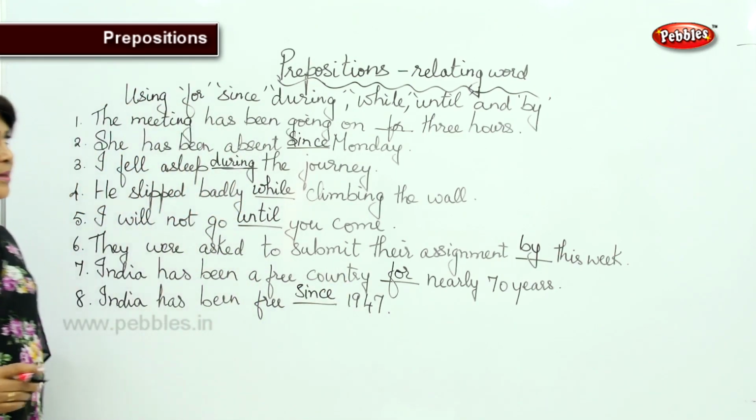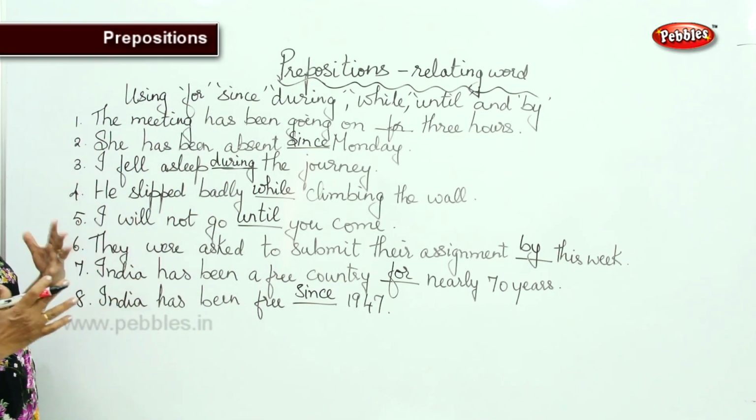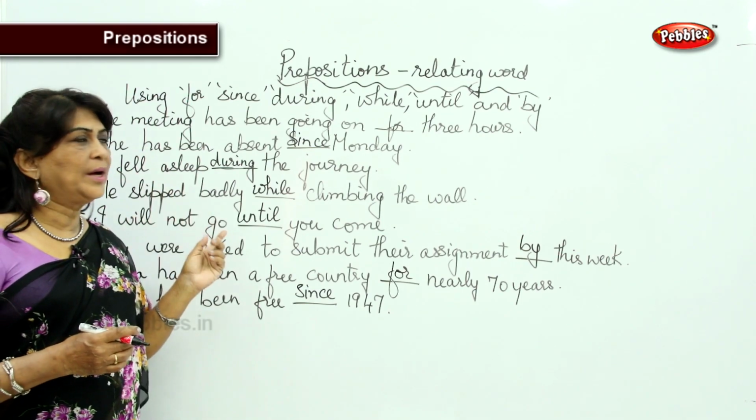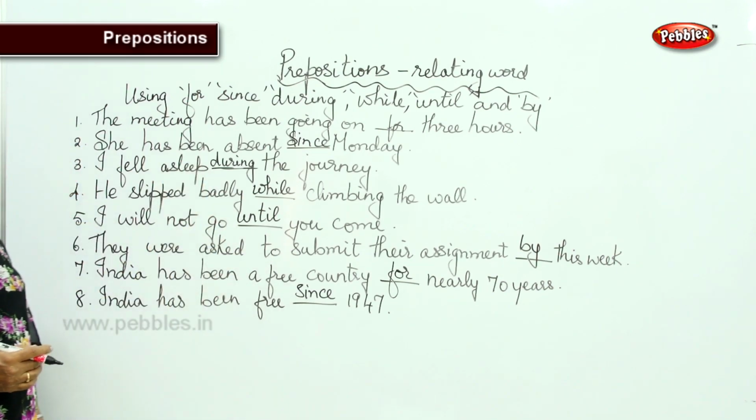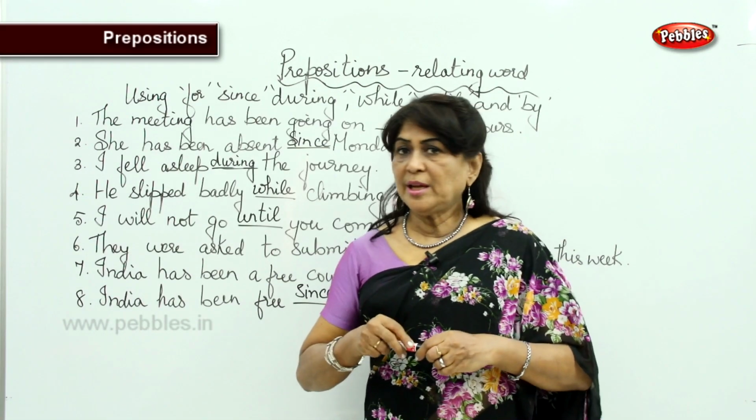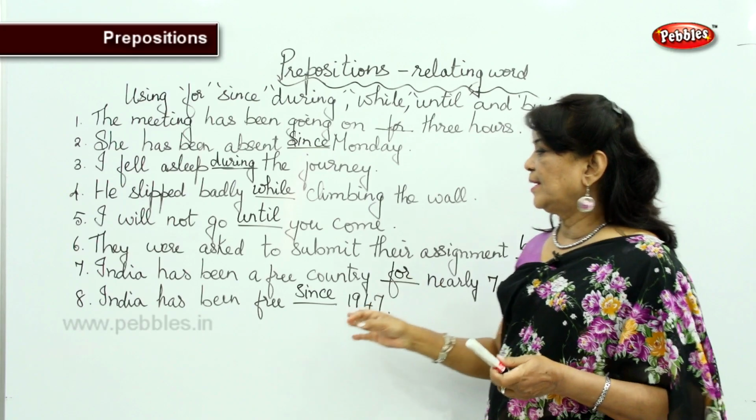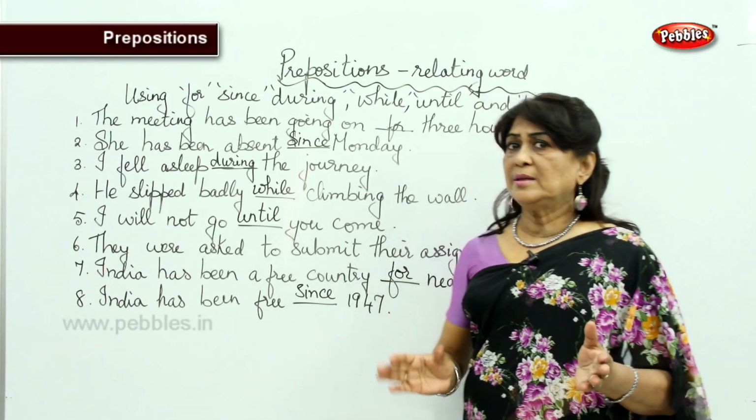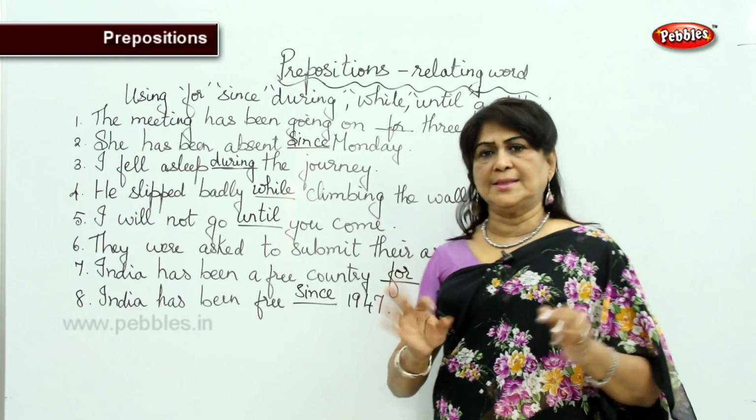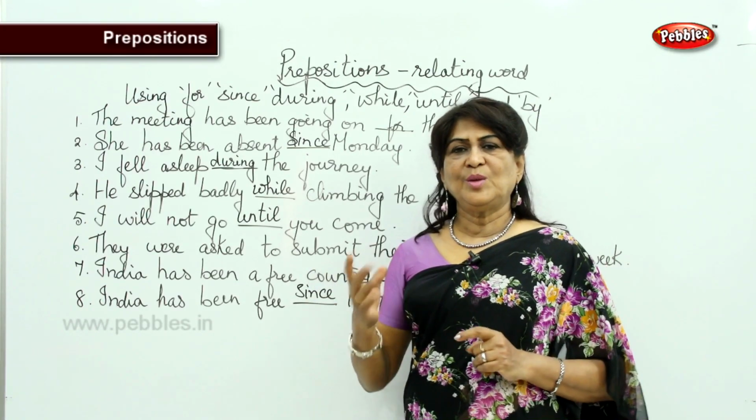Is that clear now? I have given you the different usages of for, since, during, while, until and by. Six prepositions, and I have given you 8 sentences. This is mainly to show the difference between for and since. When a particular time or date or day or year is given, we have to use since. Is that clear now? We will move on to the next one.